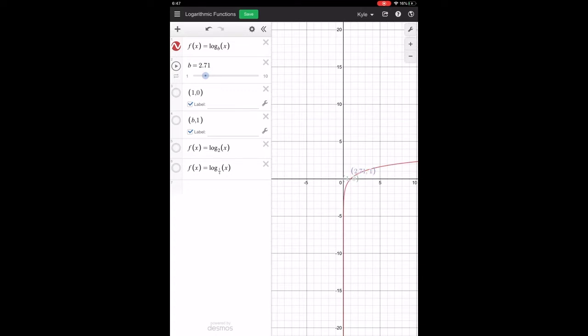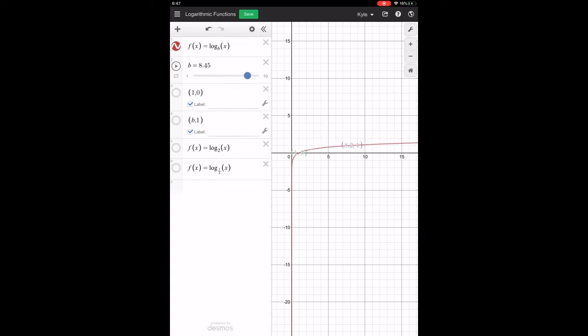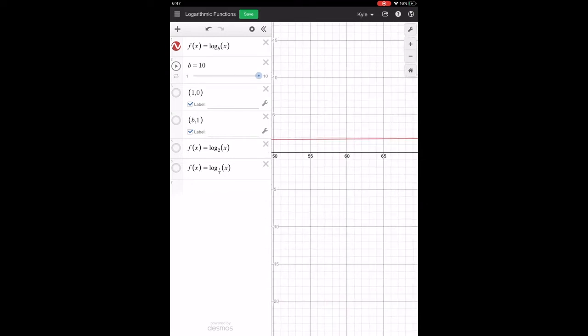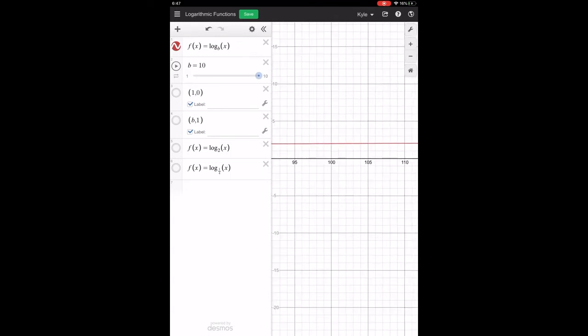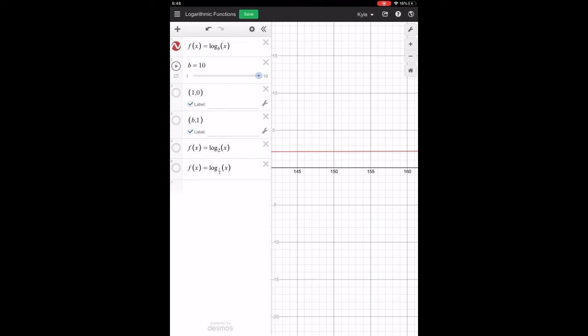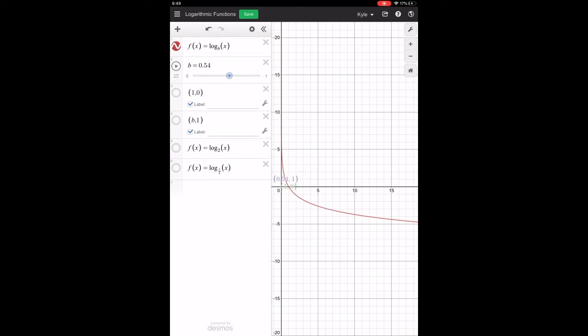As I make the b larger, my graph bends down more and more. So let's say the b is 10. You can see that we're bent down quite a bit more. The curve is bent down closer to the x-axis, but it's still increasing. As x increases, the graph keeps increasing as well. Again, very slowly, but it's still increasing nonetheless. So we're going to go back and define these as logarithmic growth and logarithmic decay.